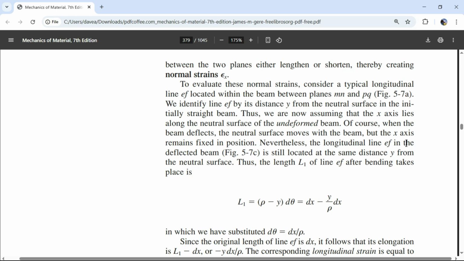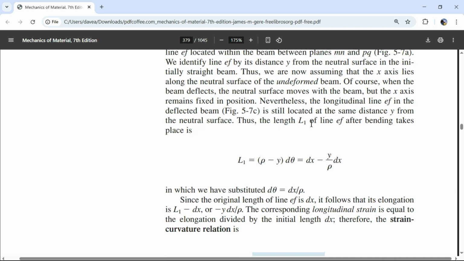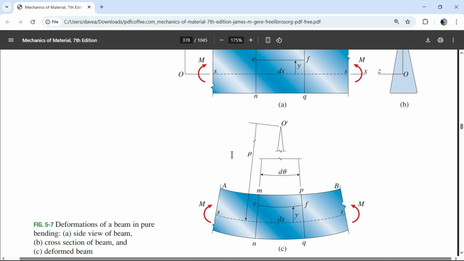Nevertheless, the longitudinal line EF in the deflected beam is still located at the same distance y from the neutral surface. Thus, the length L1 of either line EF after bending takes place is this equation, in which we have substituted. So right here they substituted d theta. Well, I guess they got the equation from.